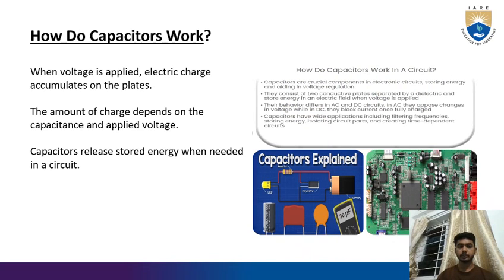How do capacitors work? When voltage is applied, electric charge accumulates on the plates. The amount of charge depends on the capacitance and applied voltage. Capacitors release stored energy when needed in a circuit. Their behavior differs in AC and DC circuits. In AC, they oppose changes in voltage, while in DC, they block current once fully charged. Capacitors have wide applications, including filtering frequencies, storing energy, isolating circuit parts, and creating time-dependent circuits.